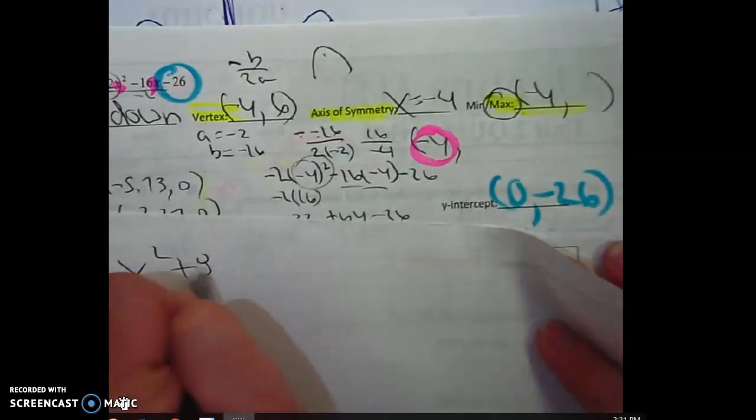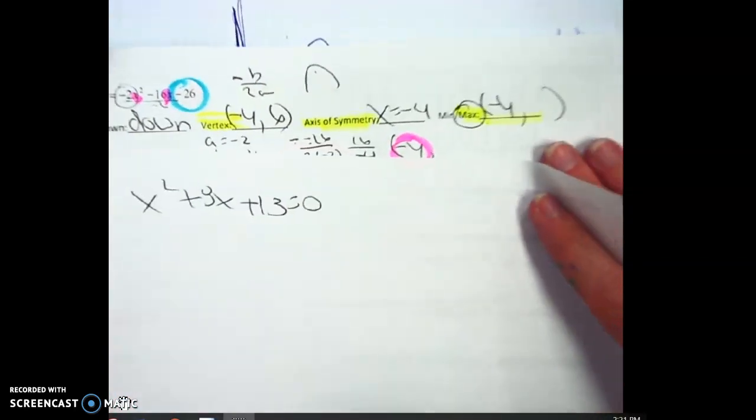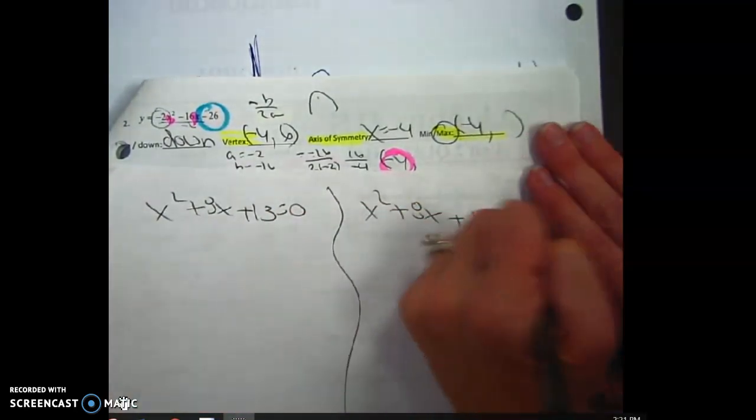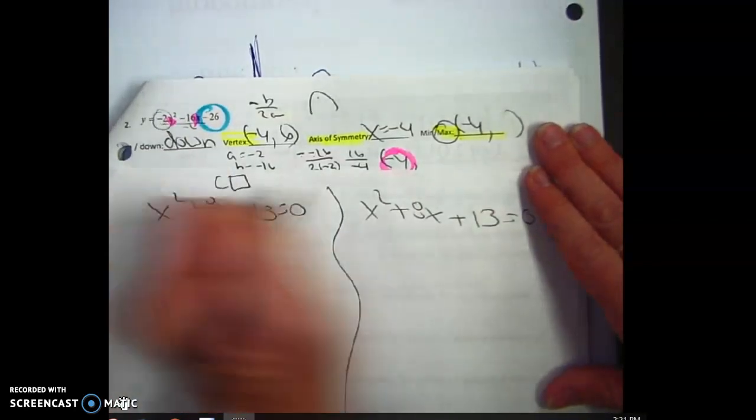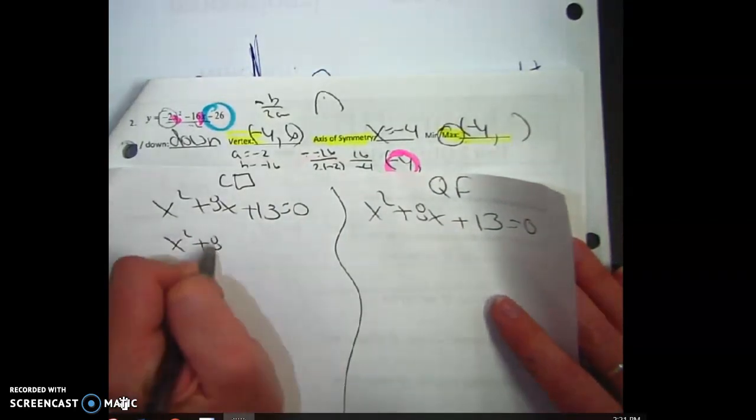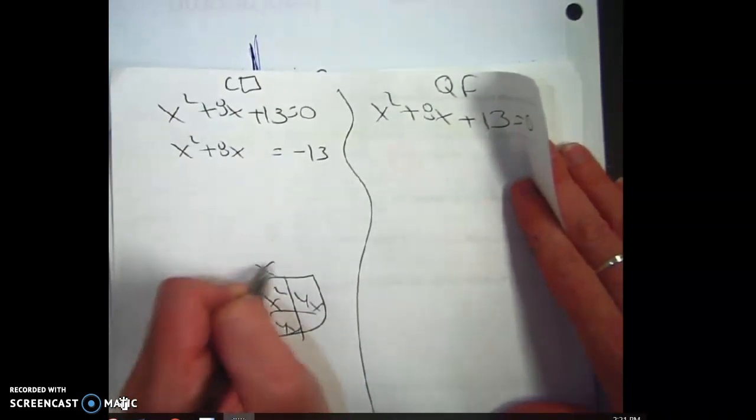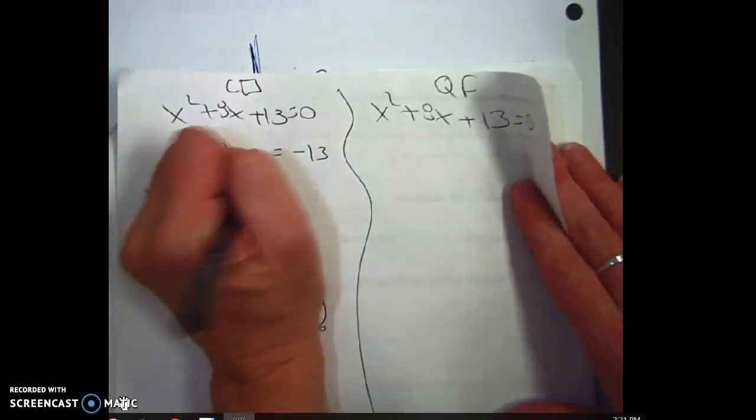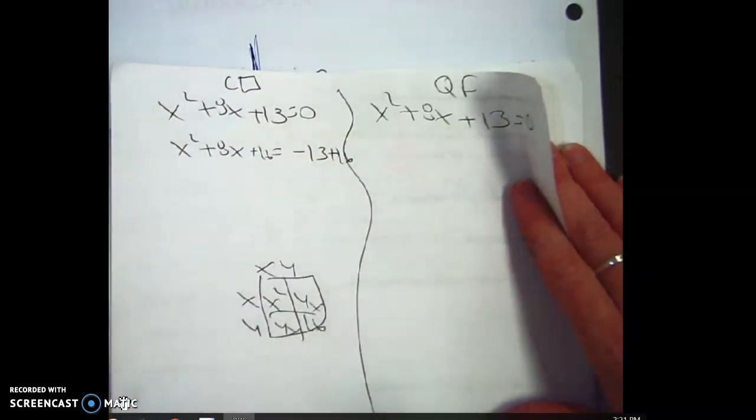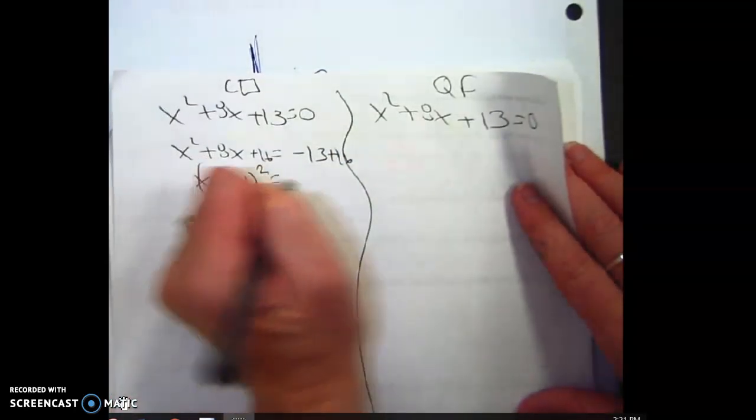So x squared plus 8x plus 13 equals 0. I'll zoom out a little bit so you can see both. And then x squared plus 8x plus 13 equals 0. This one I'll complete the square, and this one I'll do the quadratic formula. So I move that over, do my box, x squared, 4x, 4x, 4 times 4 is 16, so plus 16, plus 16. Okay, and then I get x plus 4 squared equals 3.